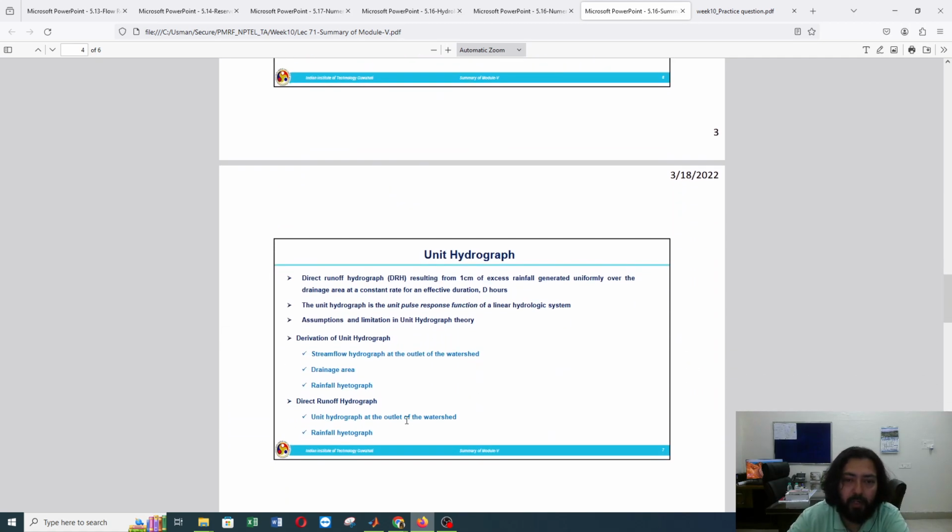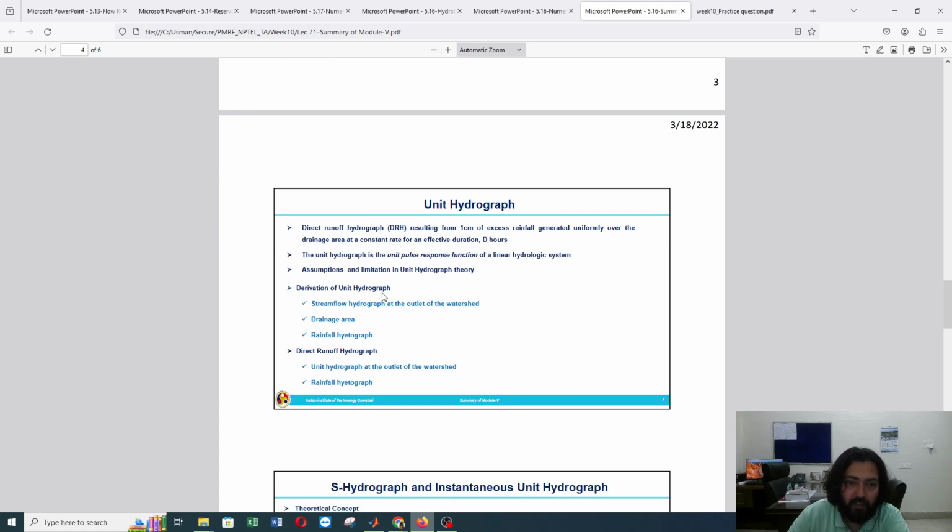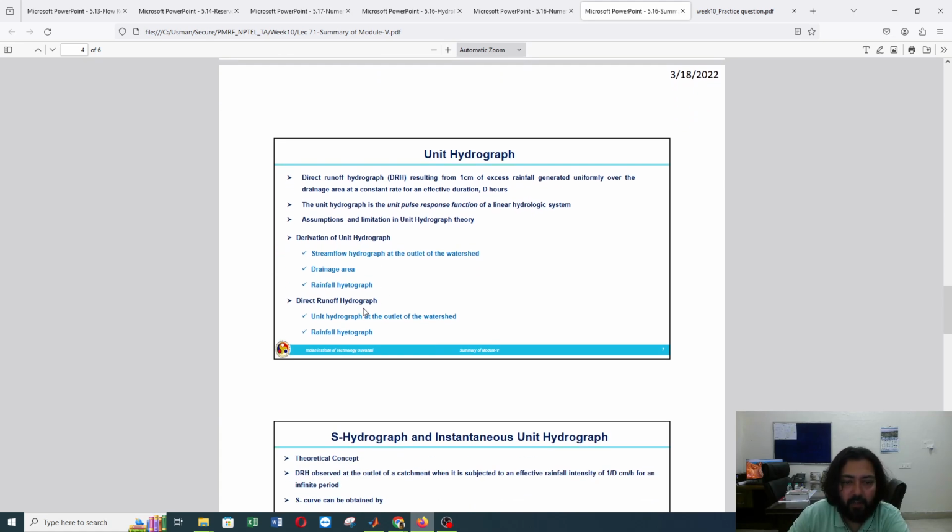Then we talked about unit hydrograph. We have studied the definition, that is 1 centimeter of excess rainfall occurring uniformly over a catchment for a duration of D hours, right? Then we studied that the unit hydrograph is based on the unit pulse response function. Then we have studied the derivation of unit hydrograph. We have derived the direct runoff hydrograph, right?